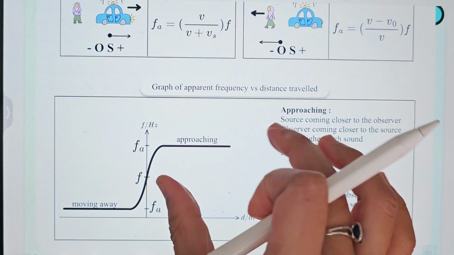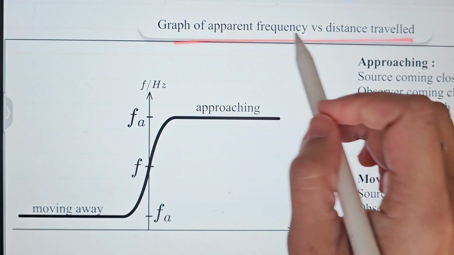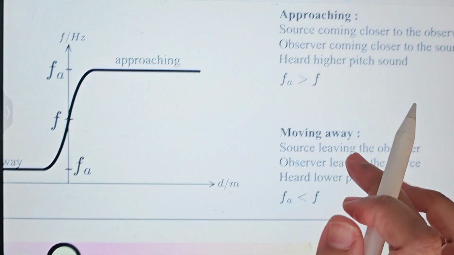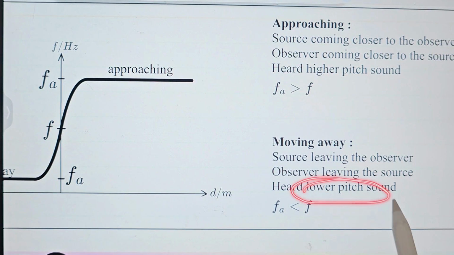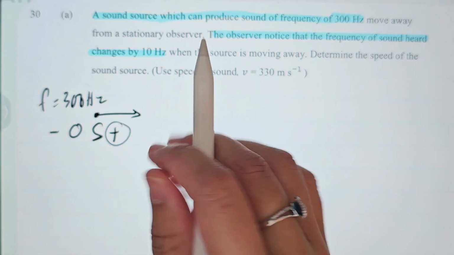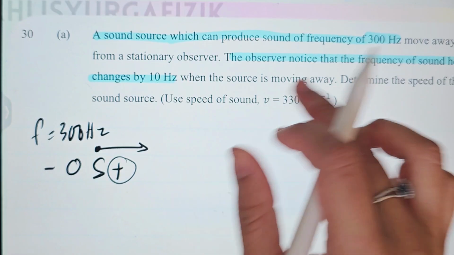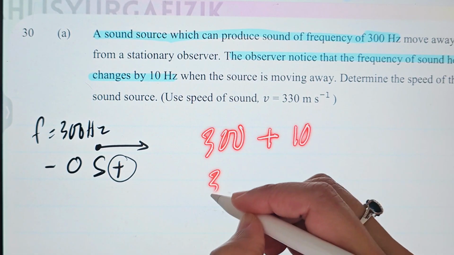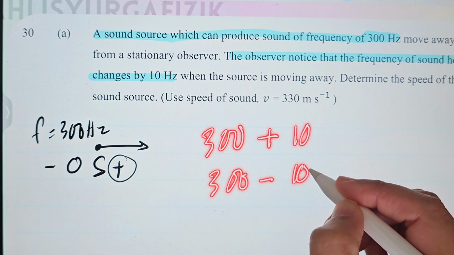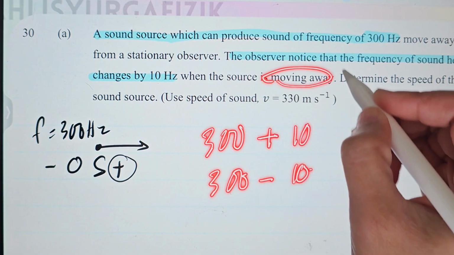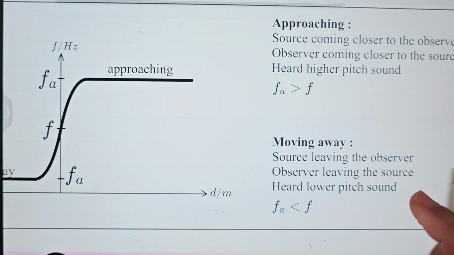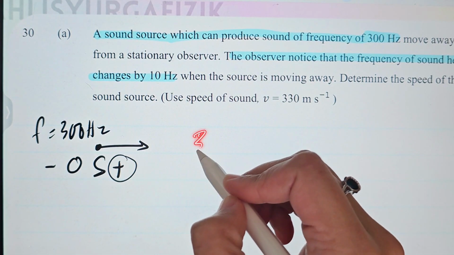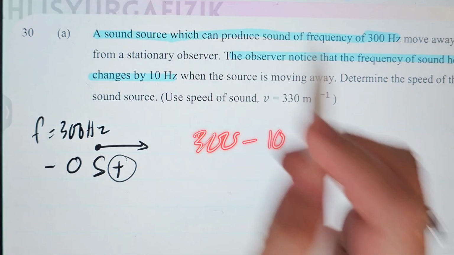And if we refer back to our graph of frequency versus distance, for moving away, what happens is the pitch will be lower. Now the story is there is 300. We don't know if we want to add 10 or we want to minus 10. But because for moving away, it is actually pitched down, we're going to choose 300 minus 10.